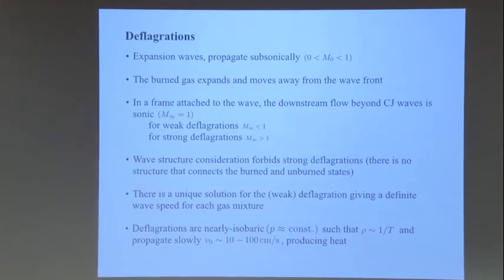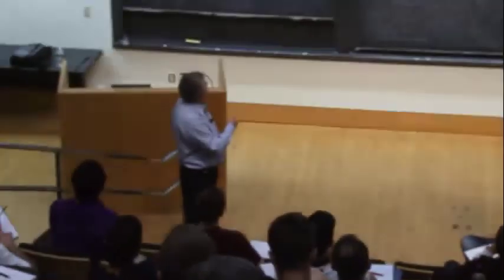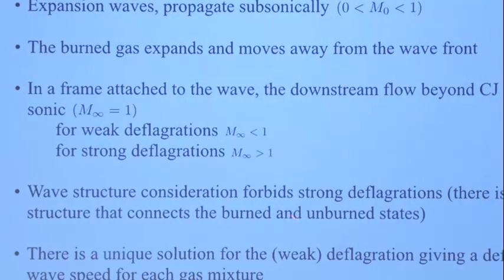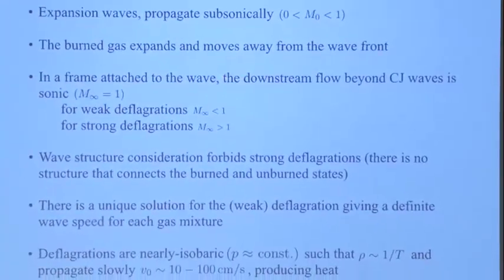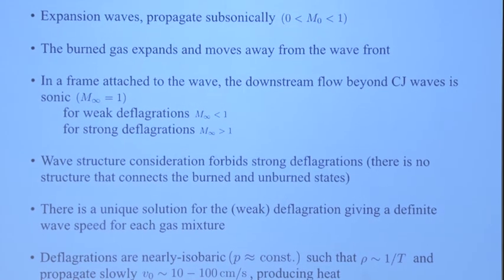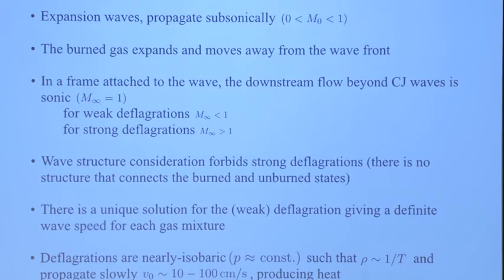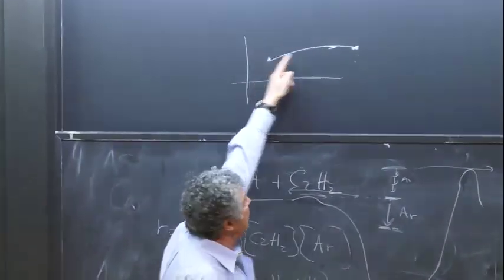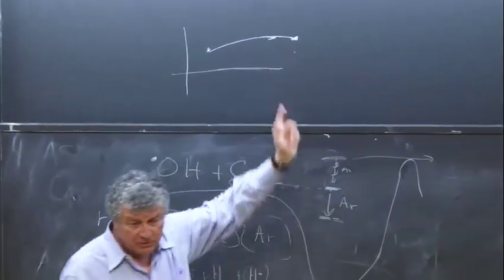I hope the question was clear. Was saying, why do you say that strong deflagrations here have a Mach number M infinity bigger than 1 when they do not exist? That's true, they do not exist, but this is simply from the Chapman-Jouguet analysis. And they do not exist because no structure can relate from the initial state to the strong deflagration.